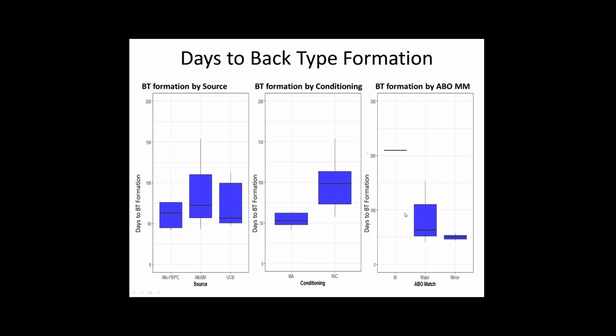And then when we compared the days to back type formation by the category of ABO mismatched transplants, we saw no significant difference. Unfortunately, we had such a small N for bidirectional, so our numbers were not able to be analyzed.